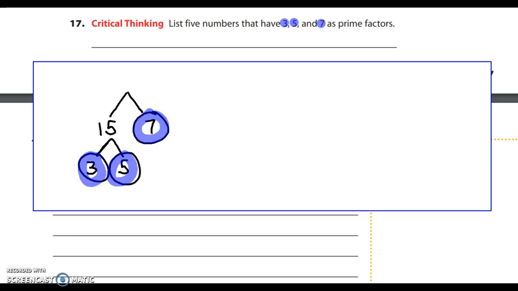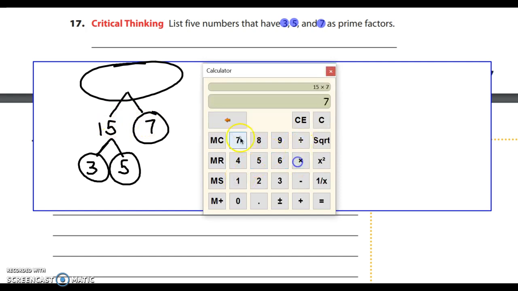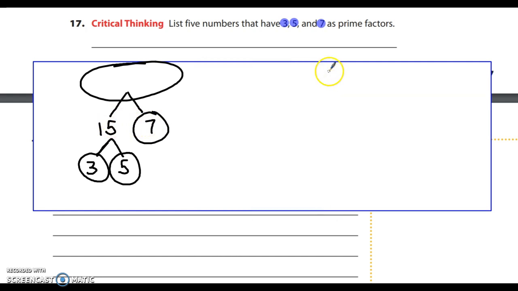I want you to pay attention to how I got this set up this way. All I did was I multiplied 3 times 5 to get 15 right here. And then I used 7 from my prime factor list and put it right there. That's prime. 15's not, so I broke it down into 3 times 5. What is this number right here? Well, it's 7 times 15. It's 105. 15 times 7 is 105. So one number that has prime factors of 3, 5, and 7 is 105.